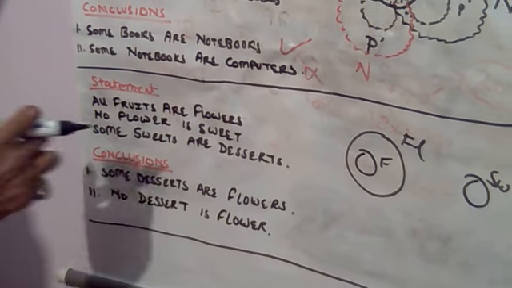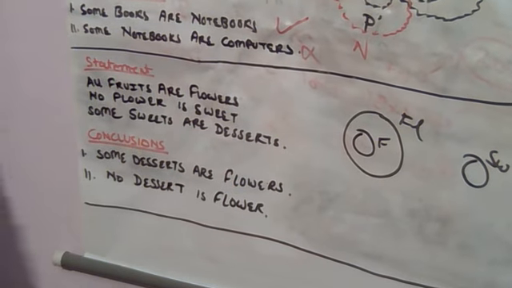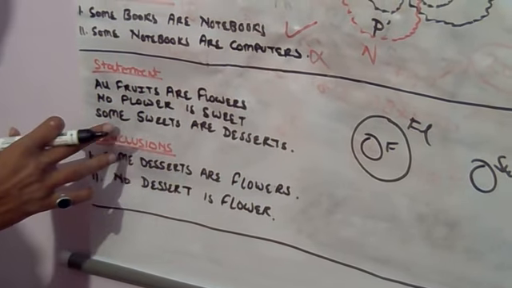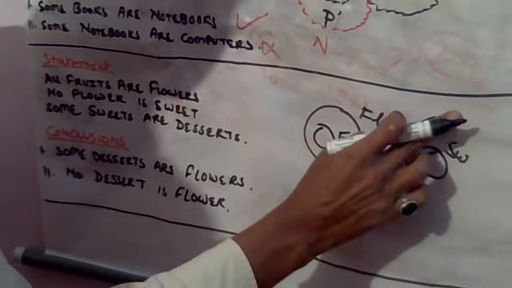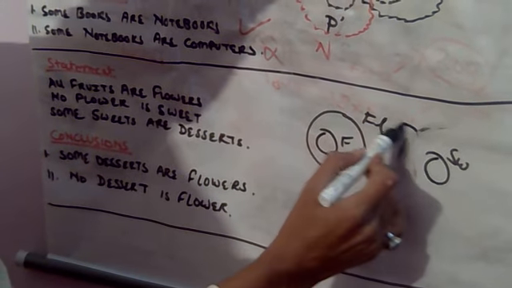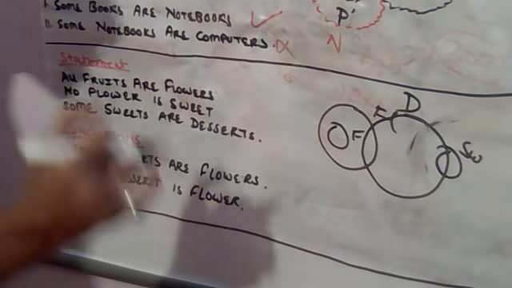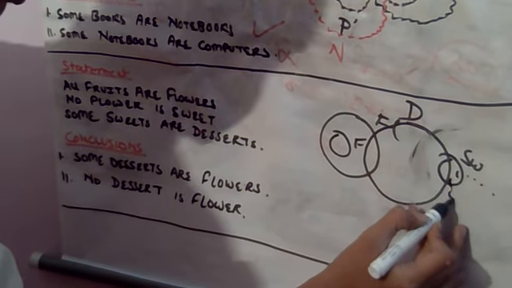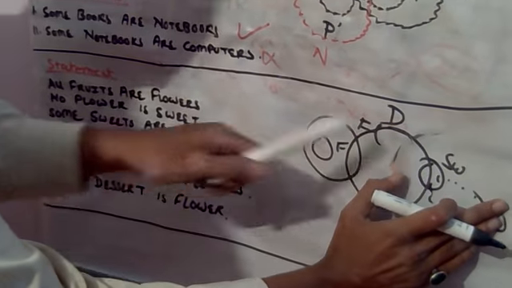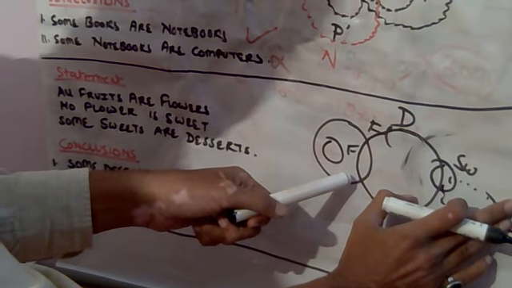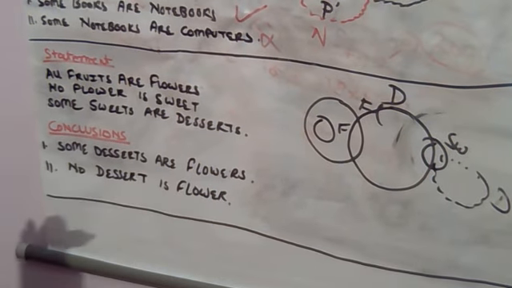Now, the next thing, no flower is sweet. It is given. Some sweets are desserts. Now, it can be like this, or it can be like this as well. So in this case, desserts are attached to flowers and fruits, and in this case, it's not attached to the flowers.